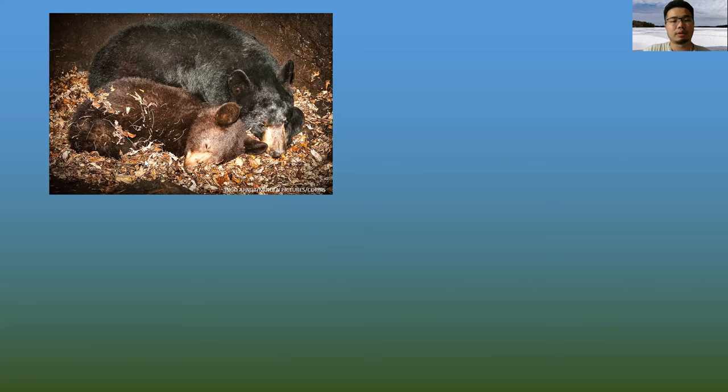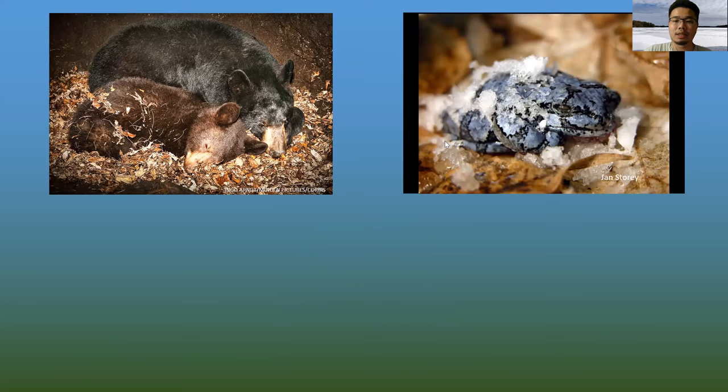Then we have this amphibian representative, the gray tree frog, which is super cool because they have supercooling capacity. They can lower their body temperature basically to that of the environment. So imagine in wintertime, this tiny little frog can have a body temperature of -20, -30 degrees Celsius, and they don't really get harmed because they have antifreeze proteins inside the body.